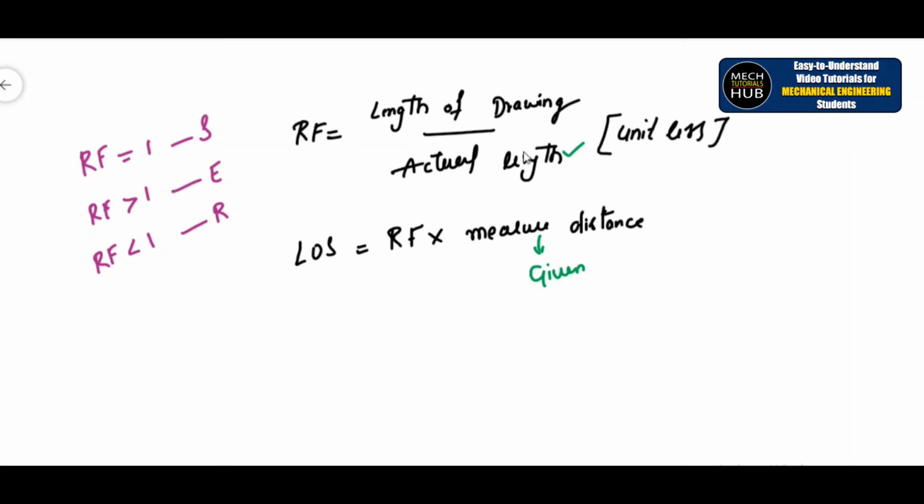Other than these two formulas, what else needs to be remembered is conversions. Conversions are very much important to understand. For example, 1 centimeter is equal to how many millimeters? 1 centimeter is equal to 10 millimeters. Similarly, 1 kilometer is equal to how many meters? 1000 meters. If you try to remember all of them by heart, it becomes confusing all the time.